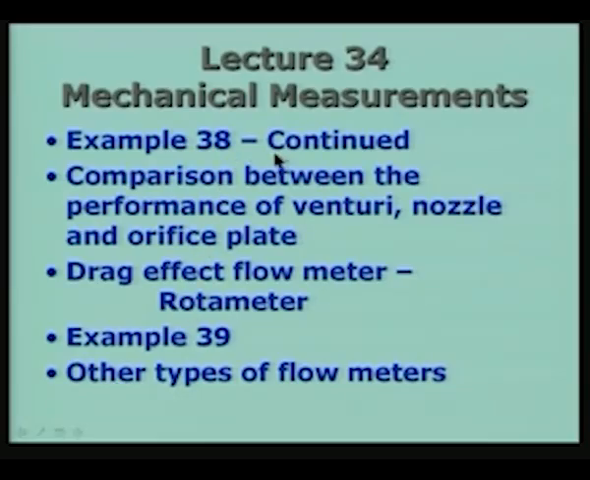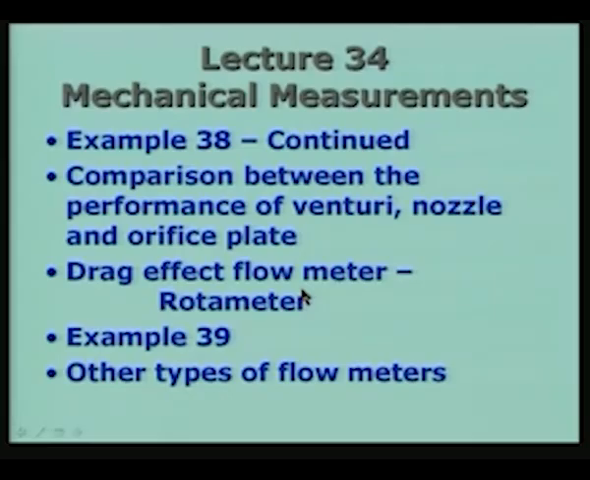We will also be comparing, for the same set of flow conditions, the performance of the venturi, which of course is a part of example 38. How does it compare with the case of a nozzle, and how does it compare with an orifice plate, if the venturi is replaced by either a nozzle or an orifice plate?